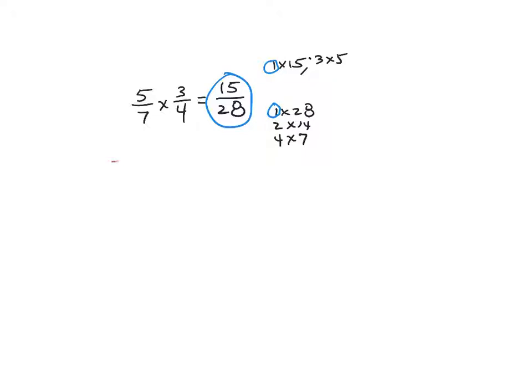Let's look at another one. How about 2/5 times 3/4? I'm going to go through the same process. I'm going to multiply the numerators. 2 times 3 gives me 6. 5 times 4 gives me 20.